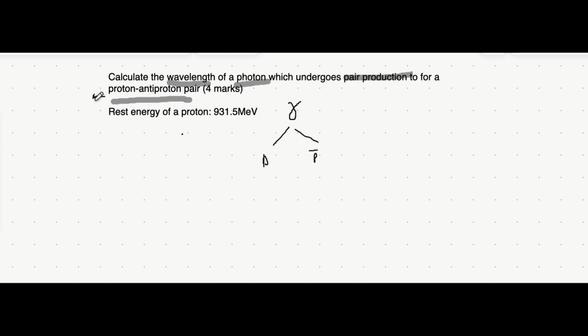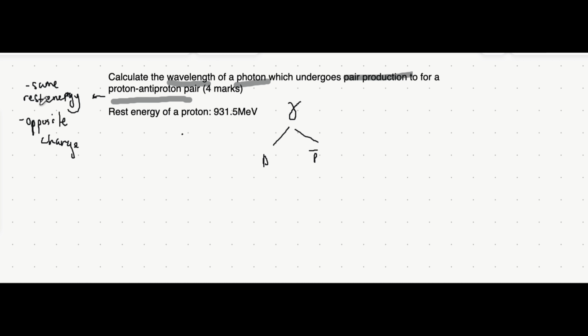Just a quick recap, what we know about particles and antiparticles is that they have the same rest energy or same rest mass, but they're actually oppositely charged, meaning the charge of an antiproton would be negative. Just a few useful facts you need to know. One of them is actually useful in this question.